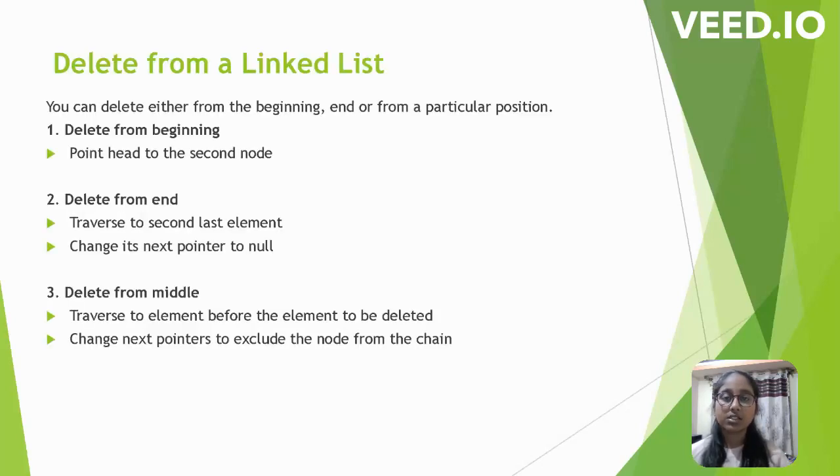Delete from the linked list. You can delete either from the beginning, the end, or from a particular position. There are three types: delete from the beginning, delete from the end, and delete from the middle. Delete from the beginning: point head to the second node. Delete from the end: traverse to the second last element and change its next pointer to null. Delete from the middle: traverse to the element before the element to be deleted, and change the next pointer to exclude the node from the chain.